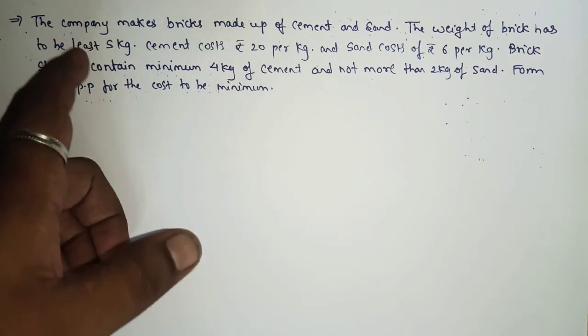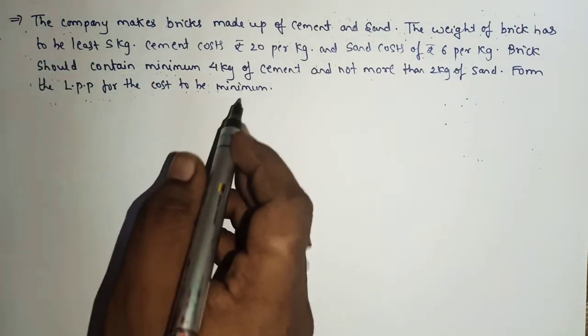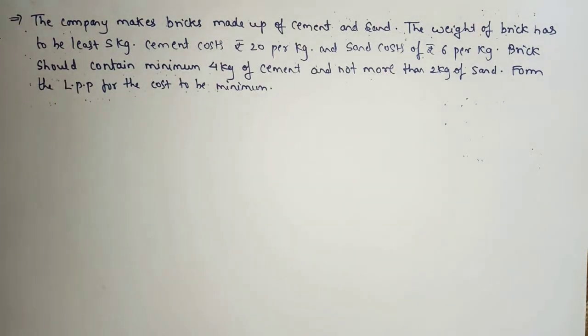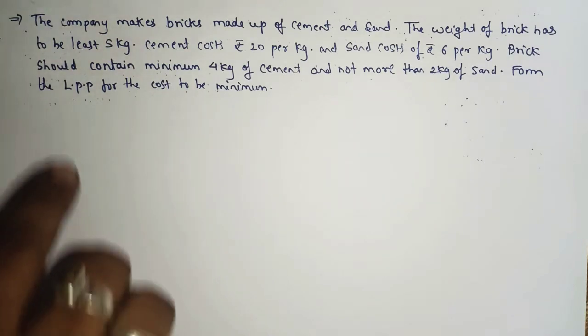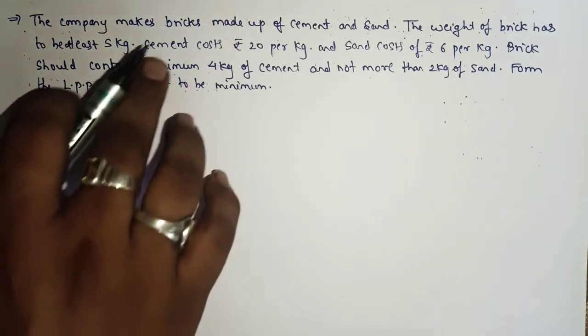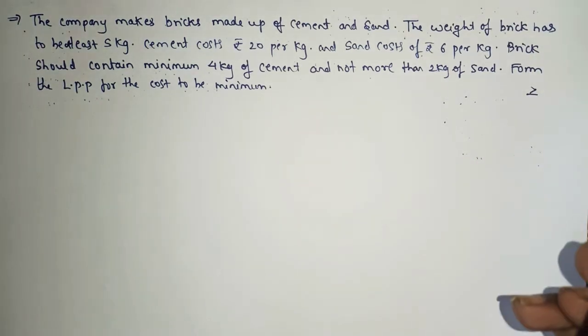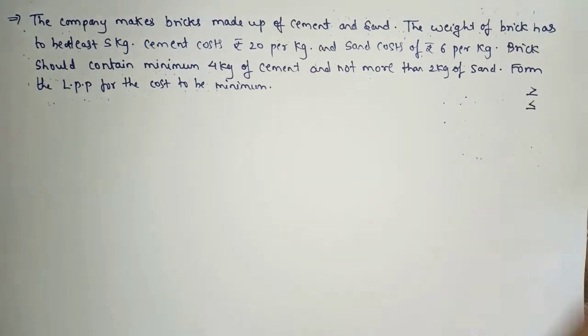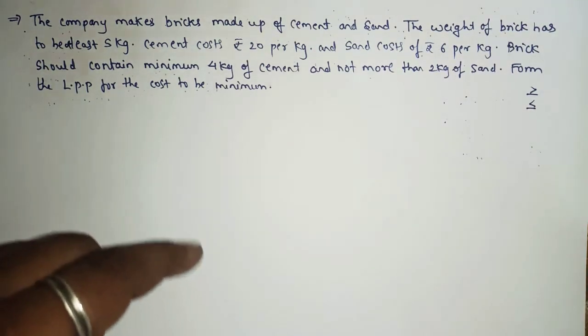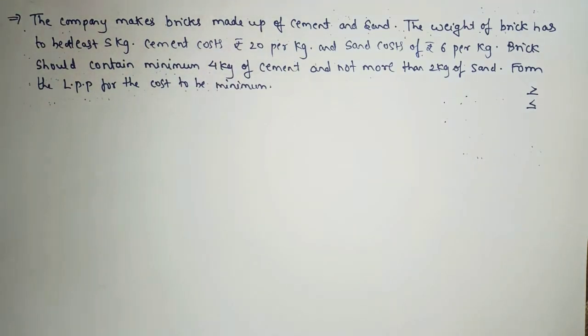Sometimes they will use the word least, then minimum. As I told in the lecture, whenever the word least comes, consider it as at least only. At least and minimum are one and the same. It means greater than or equal to. At most and maximum mean less than or equal to. So I can say that this sum is based on minimizing the cost. Now let's focus on the question here.